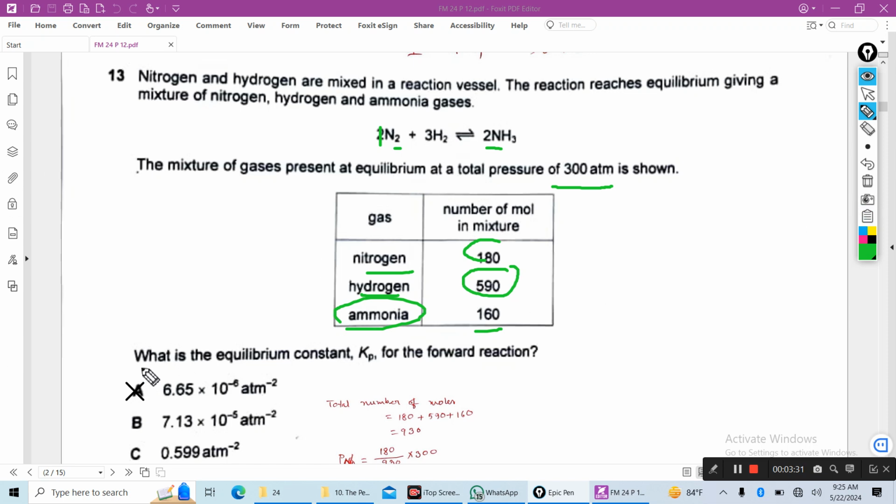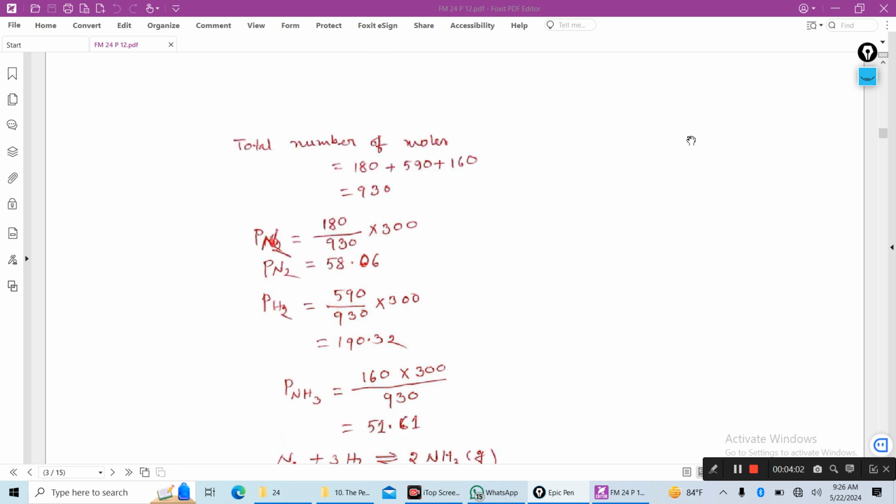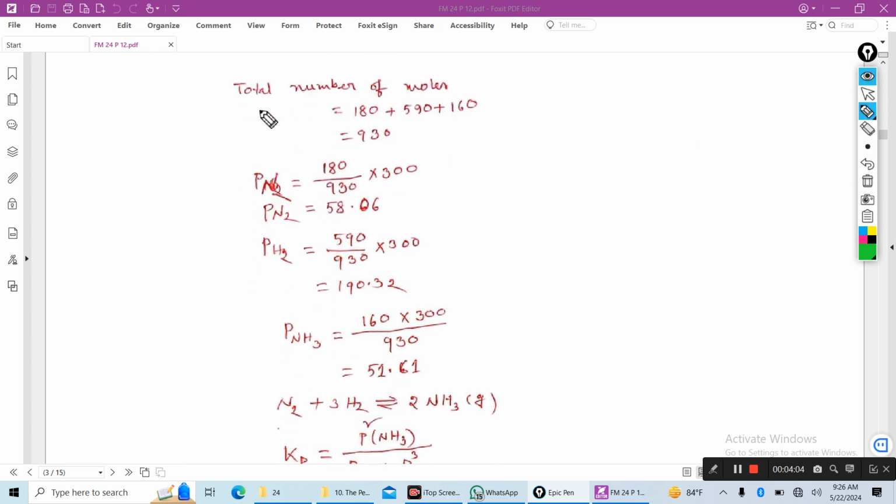Now you are asked what is the equilibrium constant Kp for the following reaction. This is for the forward reaction, that means calculate the Kp value. So you see, total number of moles, you will get 930.